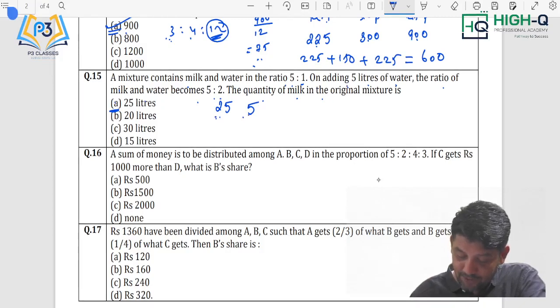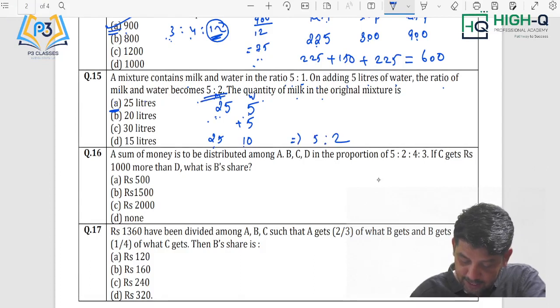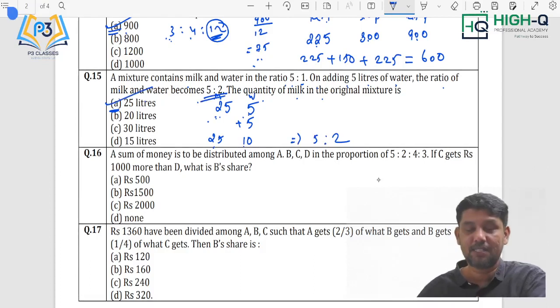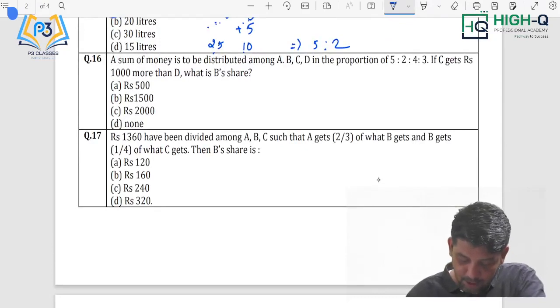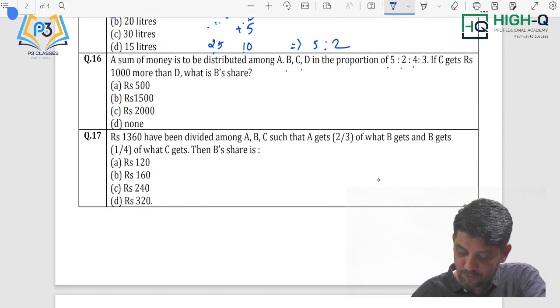Then only it will be 5:1. I am adding 5 liters of water, because this is milk, this is water. Water quantity becomes 10 liters and milk remains as it is. Now the ratio is what? 5:2. Yeah, second condition satisfied when I take 25 liters. Answer is over.